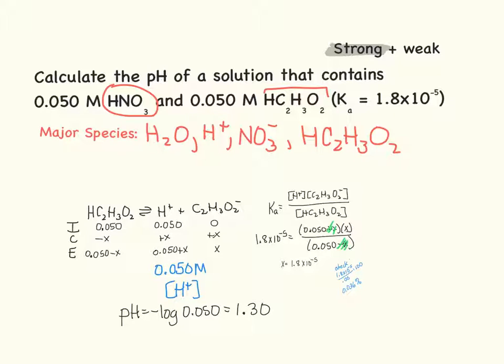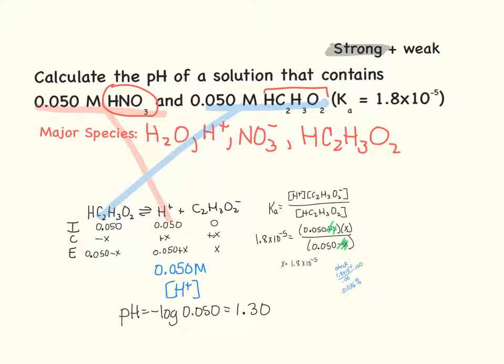I just want to review a couple of comparisons with the previous problems. First of all, in the previous problem, we had two strong acids, and they both added to the hydrogen ion concentration, so we had to calculate both of them. In this problem, we have a strong acid, so our hydrogen ion concentration is coming from there. And we have a weak acid, so when we did the equilibrium, that's where that concentration came from.